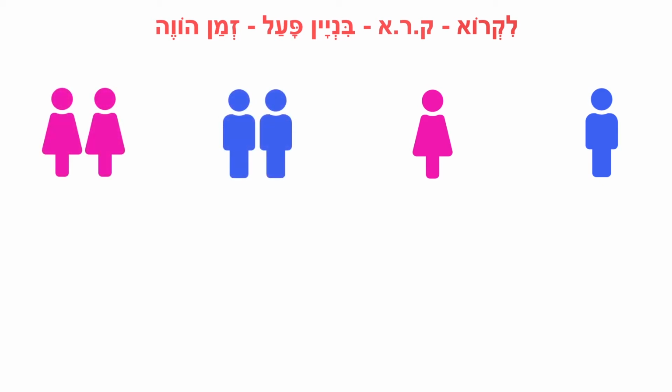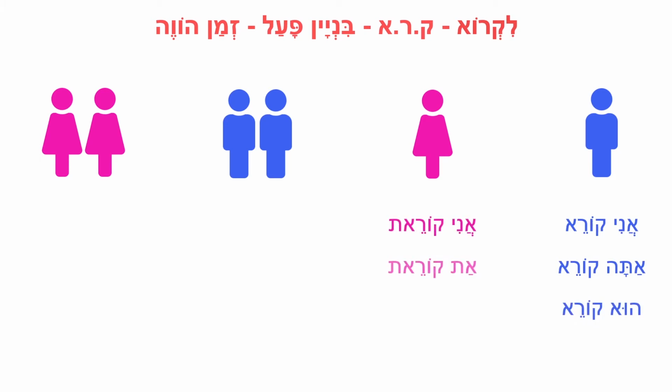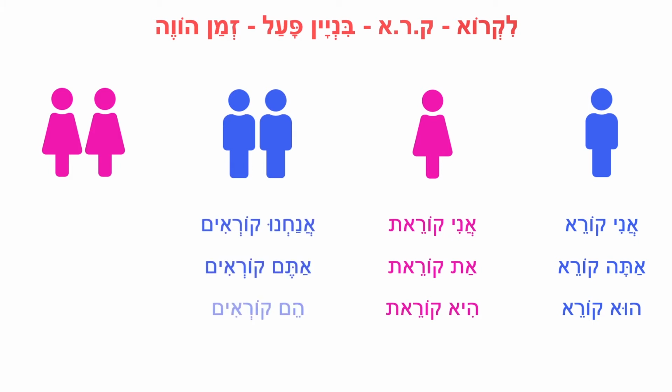The conjugation for masculine singular is קורא. So, אני קורא, אתה קורא, הוא קורא. Feminine singular, אני קוראת, את קוראת, היא קוראת. Masculine plural, אנחנו קוראים, אתם קוראים, הם קוראים. Feminine plural, אנחנו קוראות, אתן קוראות, הן קוראות. קורא, קוראת, קוראים, קוראות.